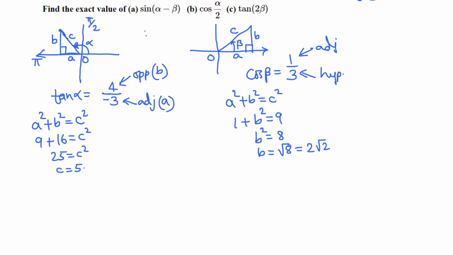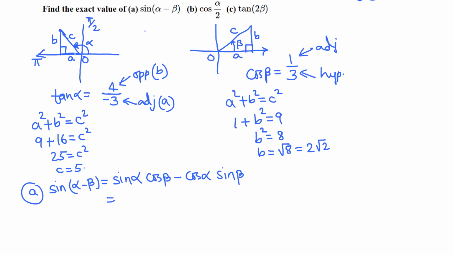Now let's find parts A, B and C. Just looking at the formula list, we find that sine of alpha minus beta is sine alpha cosine beta minus cosine alpha sine beta.